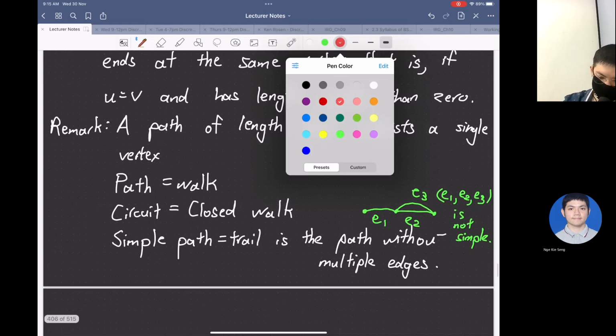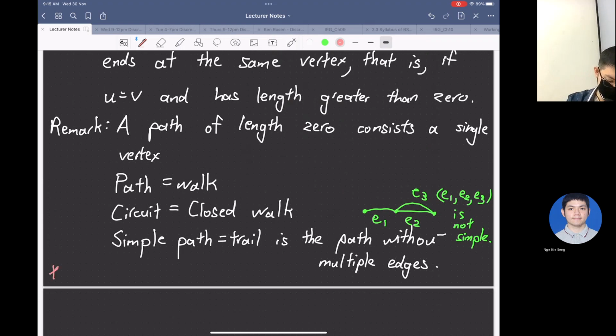So what we just discussed is for the undirected graph. Try to work out the directed version of this definition.